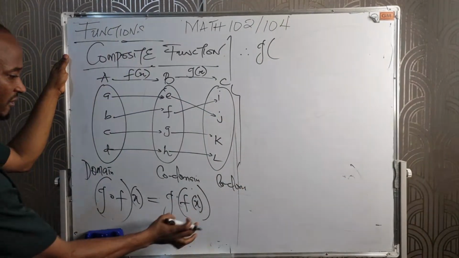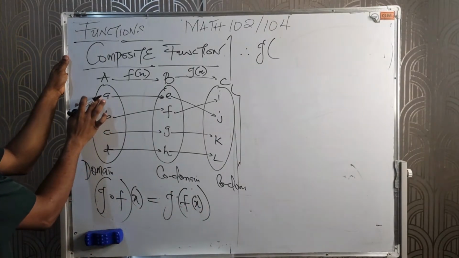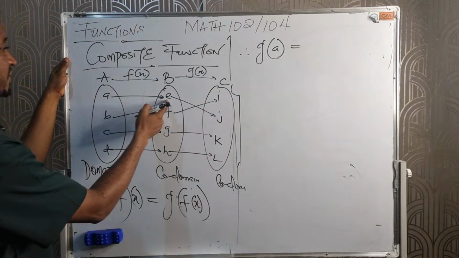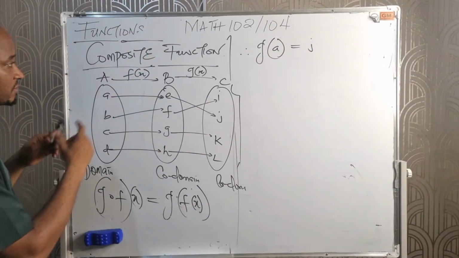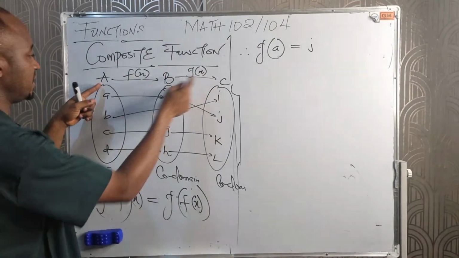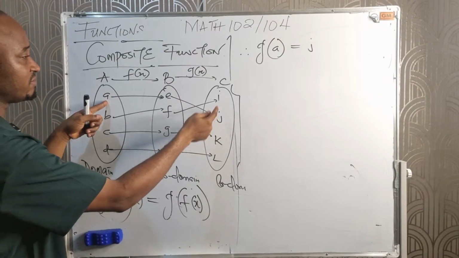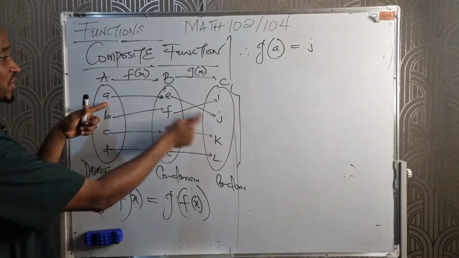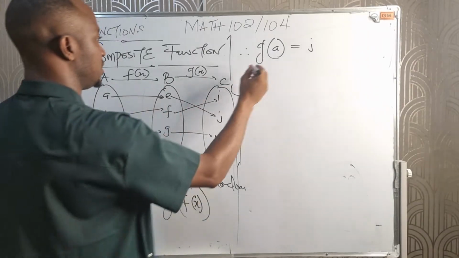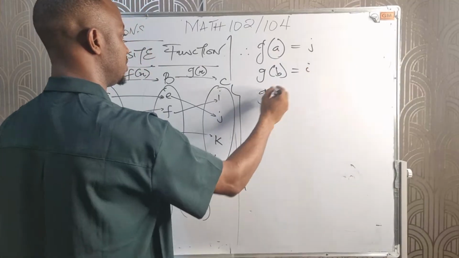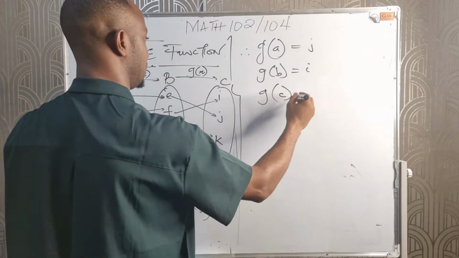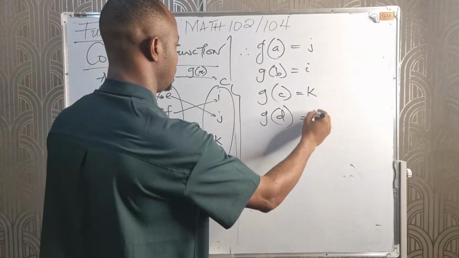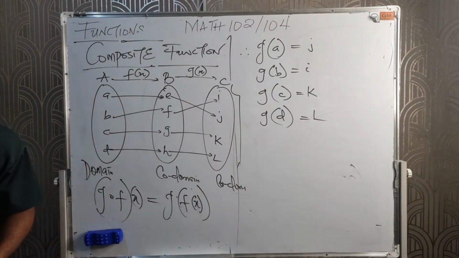g of f of x, this f of x here, we're dealing with a. Let's deal with the first one, a. Therefore, g of a is equal to j, because what connects a and b is what? From a to e to g, right? So that means my g of f of x, or g of a, is j. G of b will be i. Then g of c is equal to k. Then g of d will be equal to L.